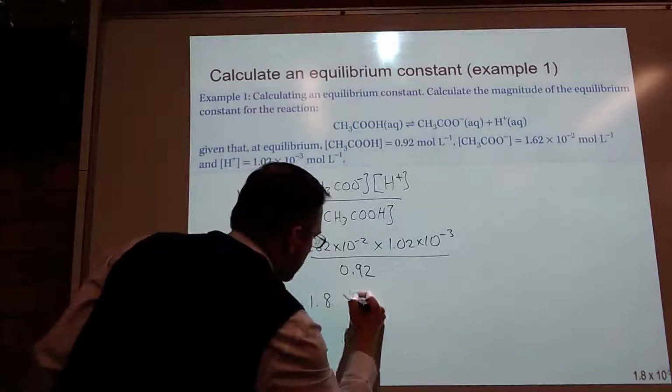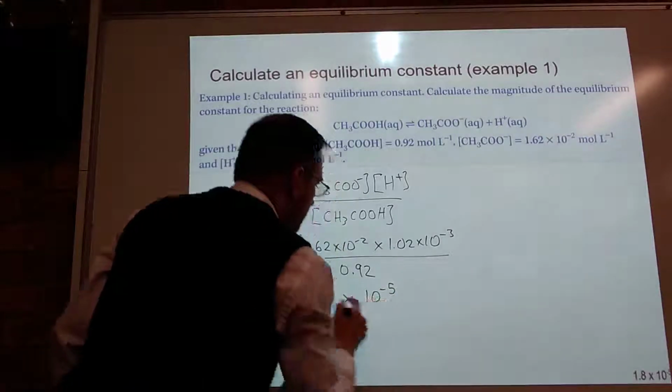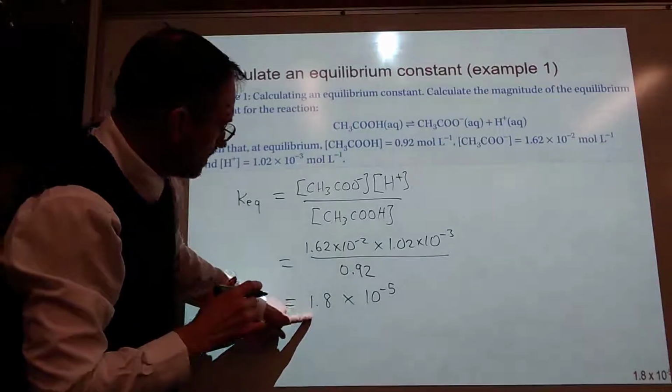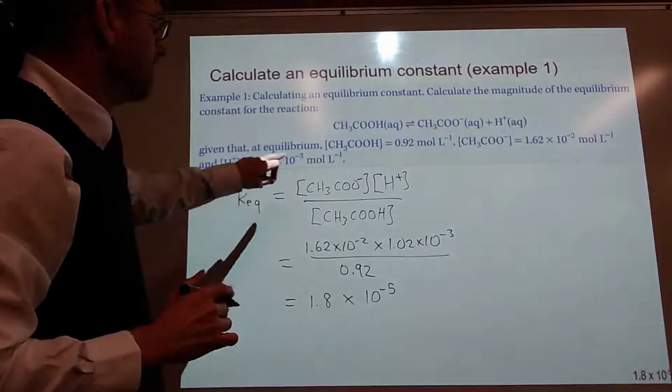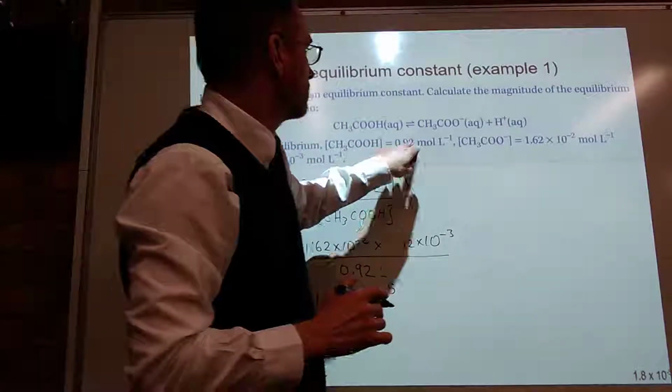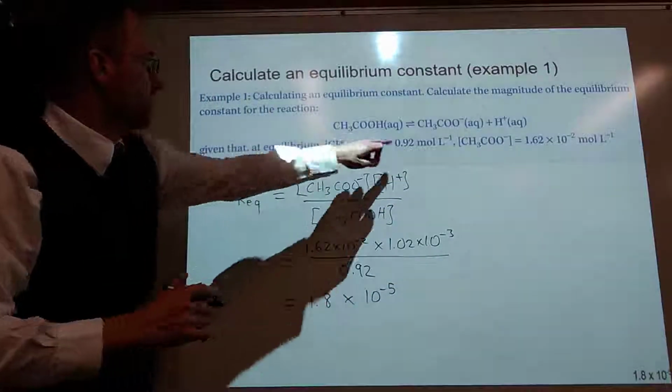Whenever you put an answer, you've always got to think, correct number of significant figures, correct units. In this case, this is the lowest number of significant figures, which is 2. We've got 2, 3, 3, so I leave it at 2, the lowest number. And there's no units because it's an equilibrium constant.